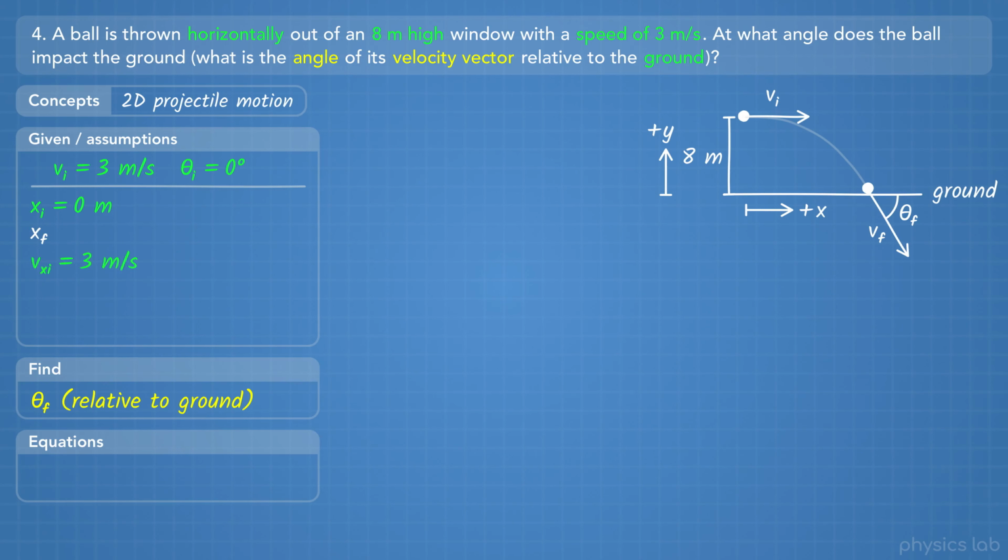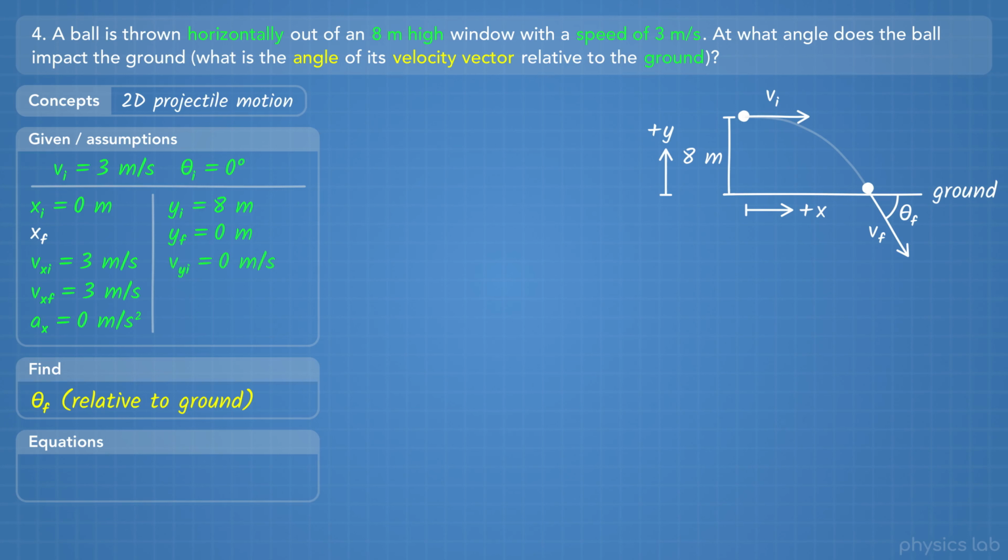We know the initial x velocity is 3 meters per second because the initial velocity points in the x direction. We also know the x acceleration is 0 for projectile motion, so the x velocity is constant and the final x velocity is also 3 meters per second. The initial y position would be 8 meters. The final y position at the ground would be 0 meters.